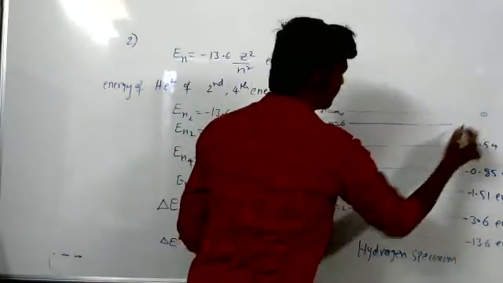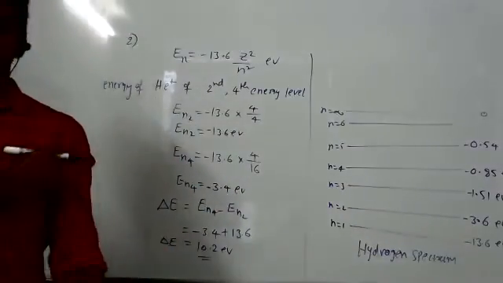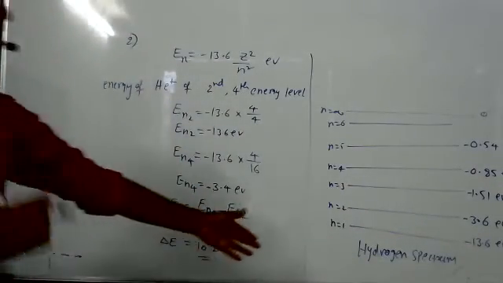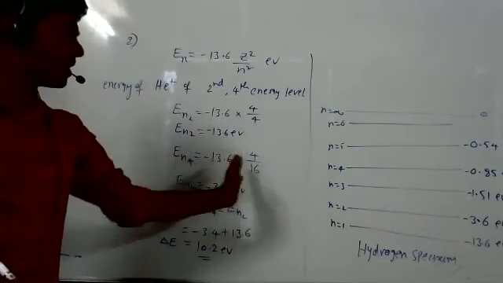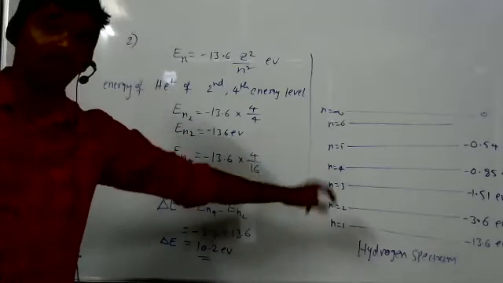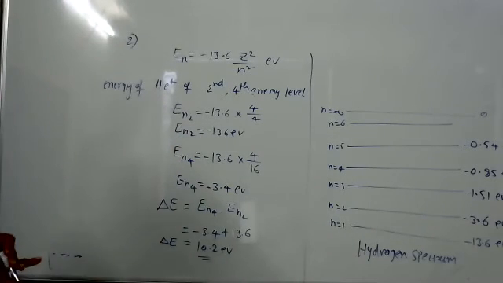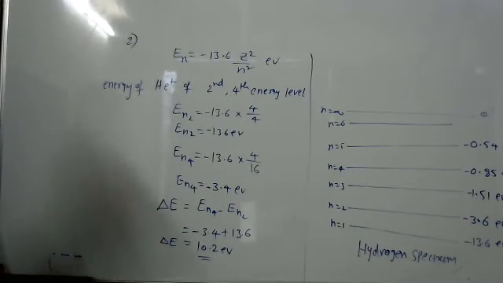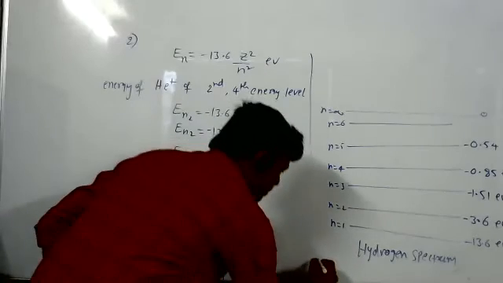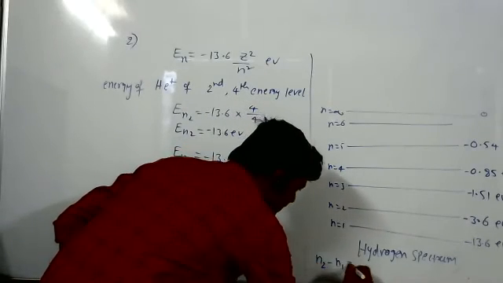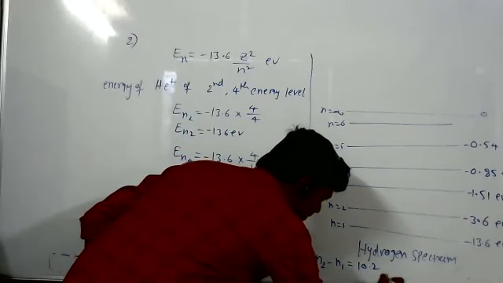This is 0. So better to learn the energy of the hydrogen spectrum. Most of the formulas and problems are compared with the hydrogen spectrum only. So option D is correct. N2 to N1. N2 minus N1 is equal to 10.2 electron volt. So option D is correct.